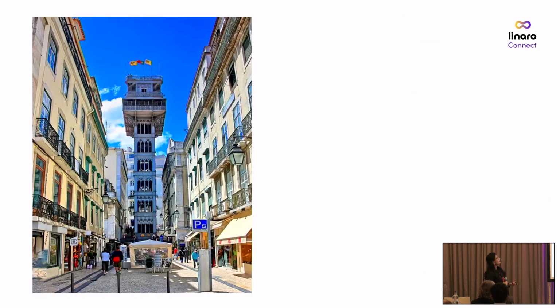All right, fun fact again. Does anyone know what this is? It's the lift. Which lift? The Santa Justa, there we go, something like this, right? Okay, and I was there last night, but I can't remember the name. But what's unique about this? It's an elevator. Okay. It goes up. Wow, you're getting it right.